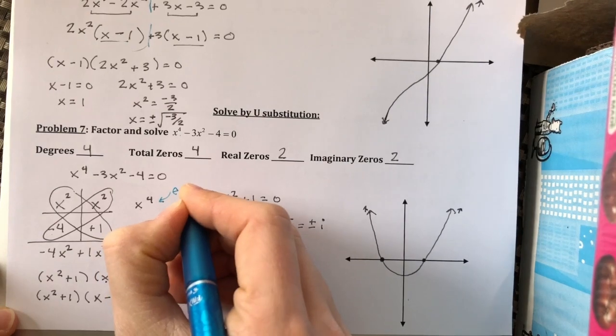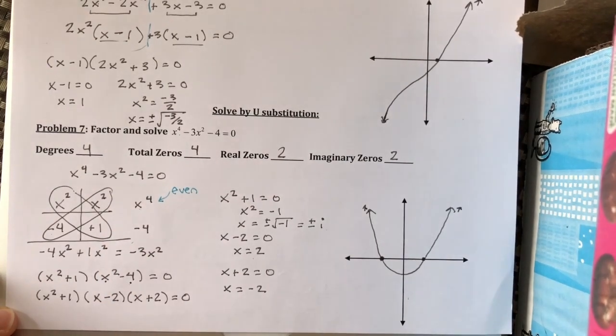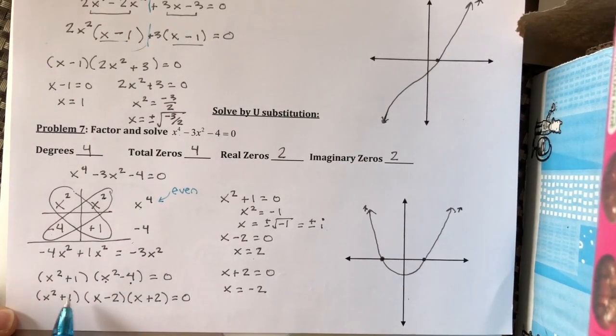If it's not an even power, I would be careful. Okay, this is nice because it's an even power. Found our zeros, or found our factors, excuse me, then found our zeros and sketched. Okay, all right, hopefully this was helpful.